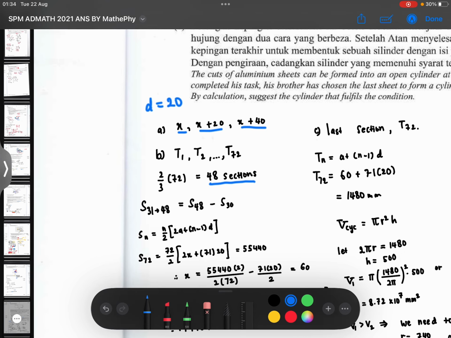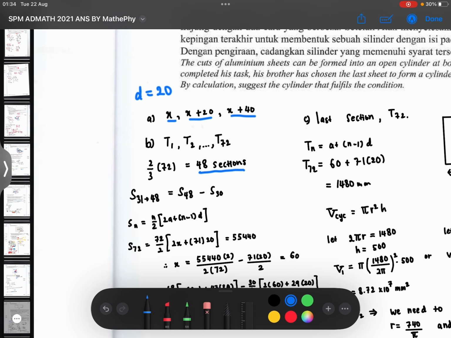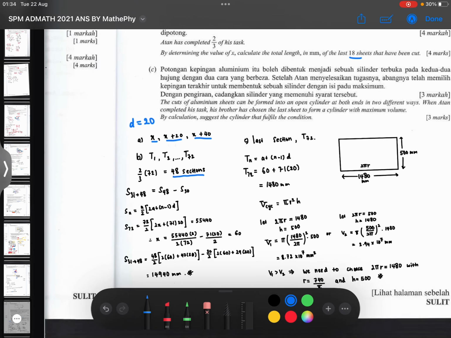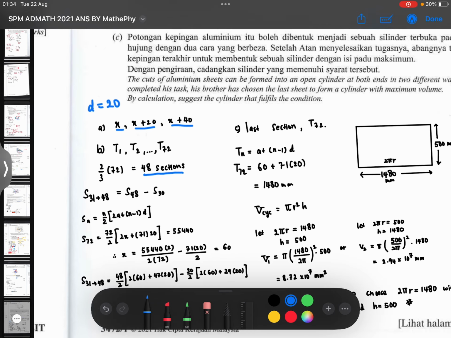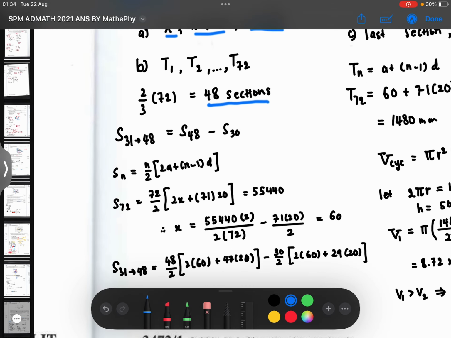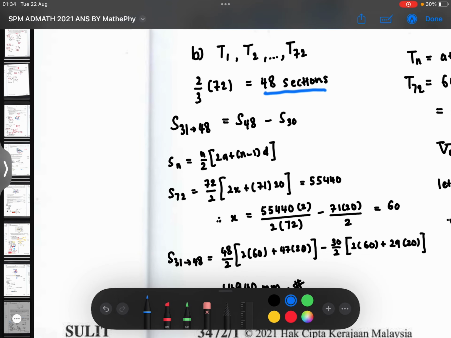So our mission is to find the 18 last aluminum sheets that have been cut, which means that we need to find the sum of the terms from T31 to T48. We need to add from T31 until T48.